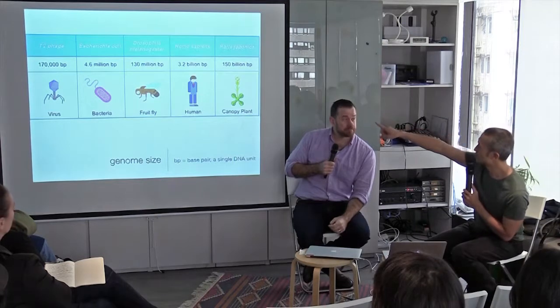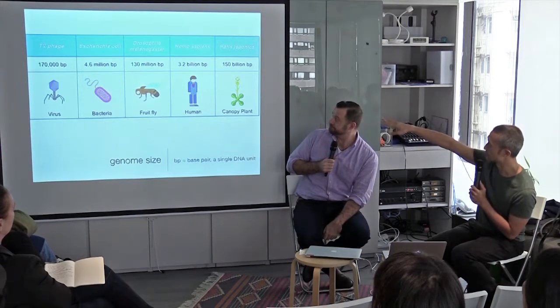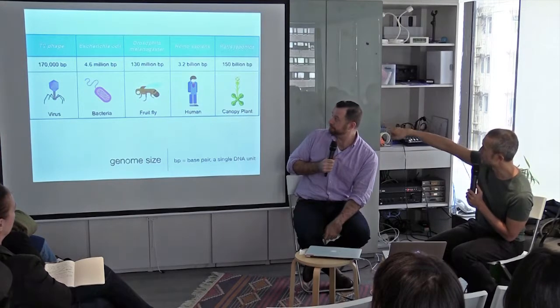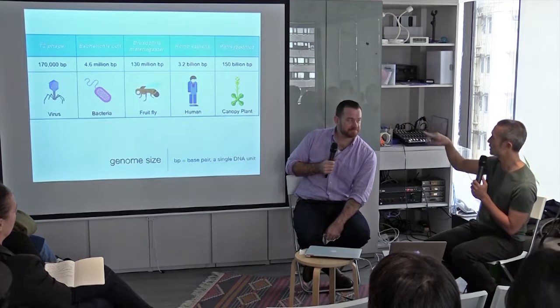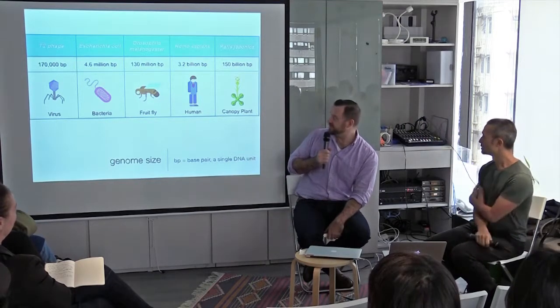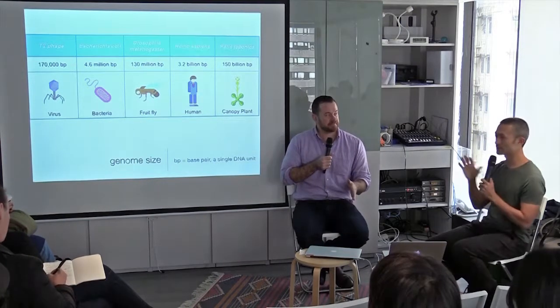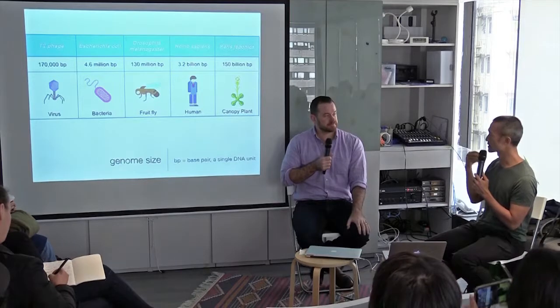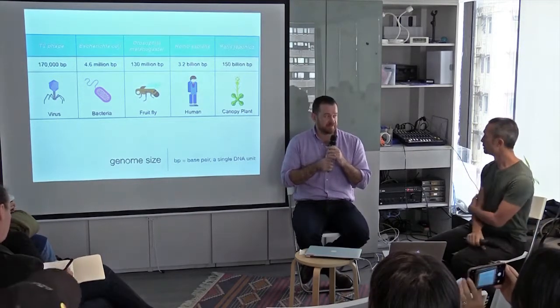So I just want to point out the human genome is 3 billion base pairs, right? But the Canadian plant has 150 billion base pairs. Why does a plant have more than a human? Yeah, plants are remarkable because they have undergone evolutionary changes. Their cells contain more information. Much more. But a lot of it is again redundancy and duplication.